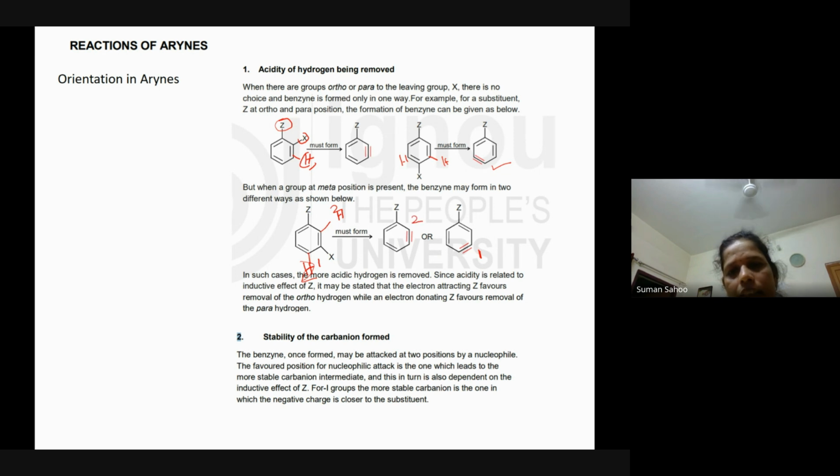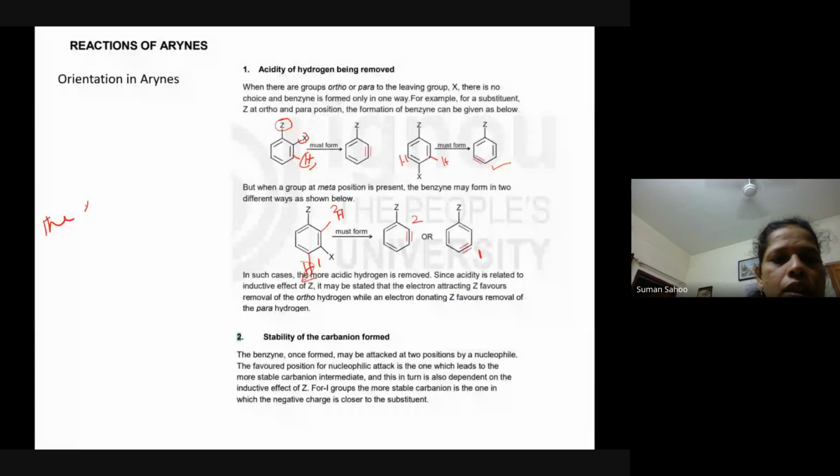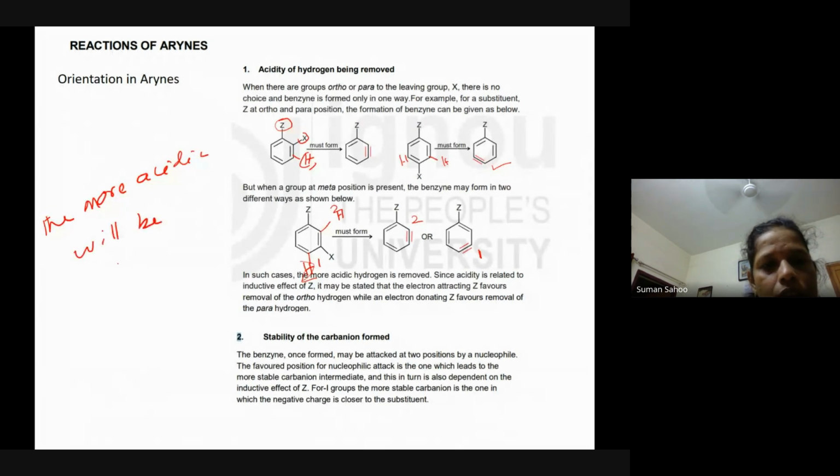So in that case, which one will be removed? The more acidic hydrogen will be removed. So if you have an electron withdrawing group here, then this hydrogen will be more acidic. So in that case, this hydrogen will be removed, not this hydrogen. Okay.